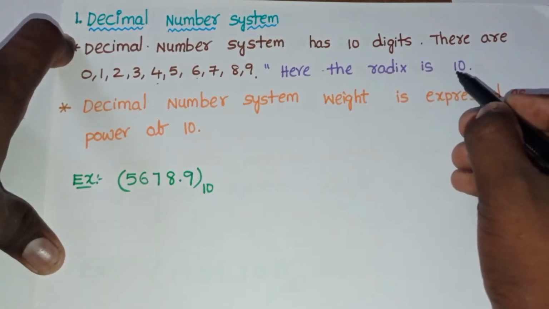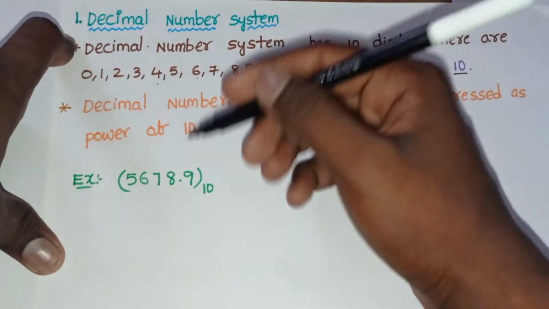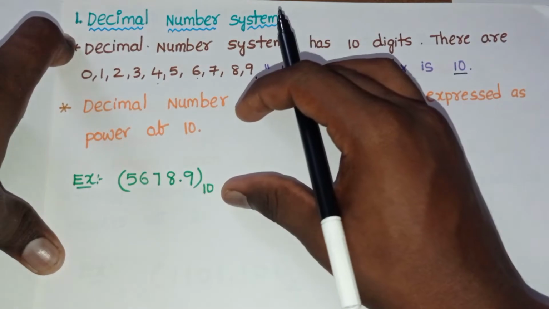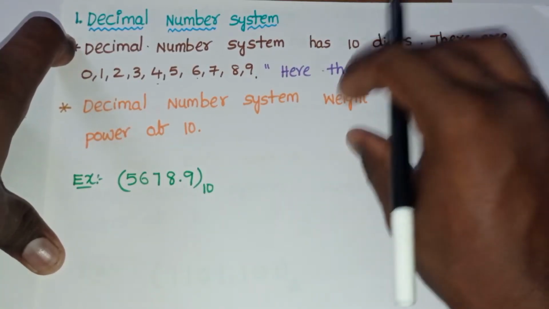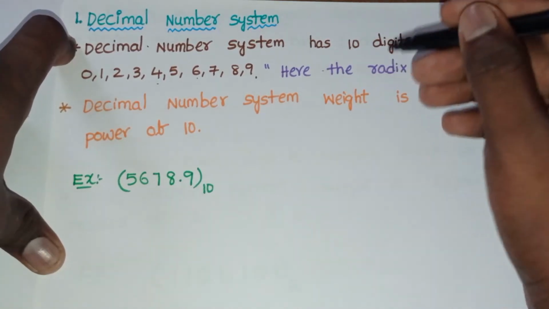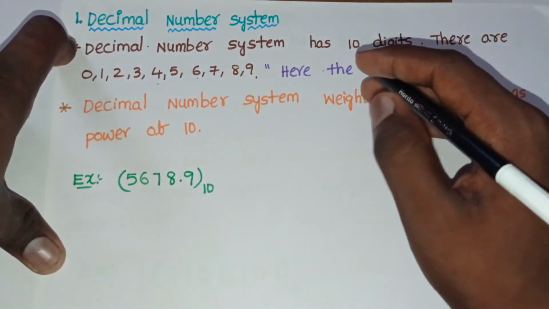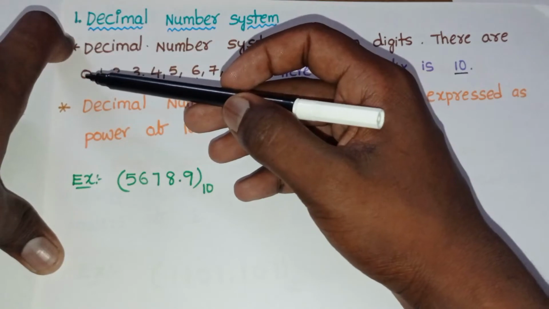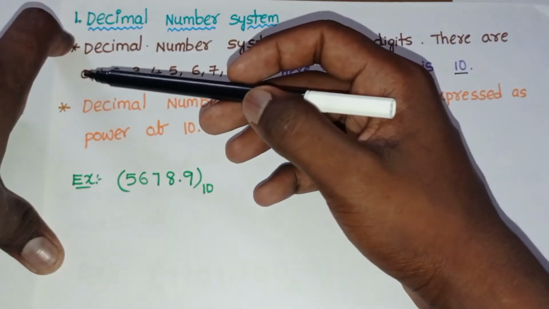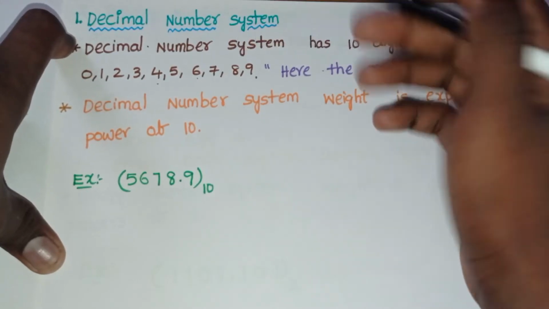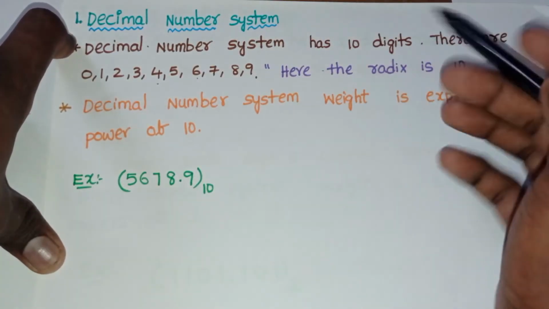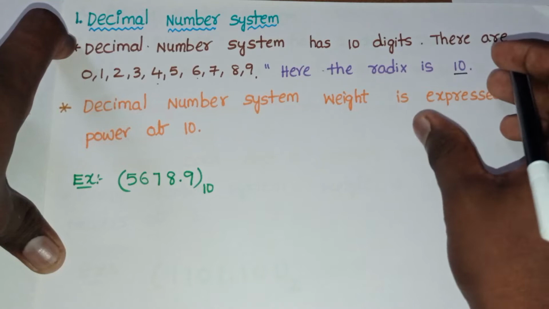Radix is 10 means the number of digits present in the number system is also known as base of the number system or radix of the number system. Here observe, we have 10 digits, that is 0, 1, 2, 3, 4, 5, 6, 7, 8, 9. The total number is 10, so I call this radix as 10.